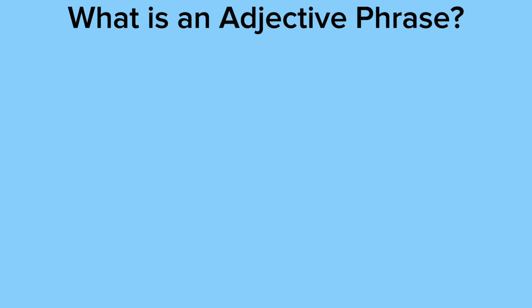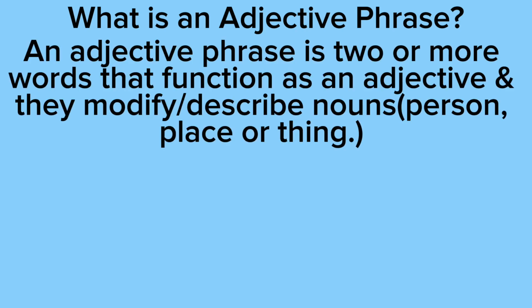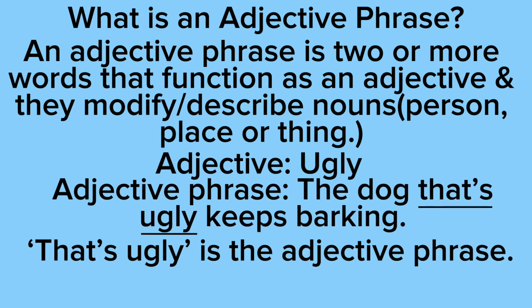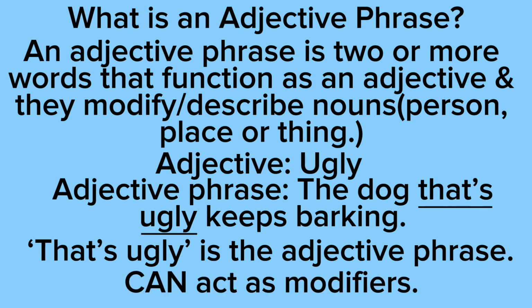What is an adjective phrase? An adjective phrase is two or more words that function as an adjective and they modify or describe nouns. A noun is a person, place, or thing. So the word ugly is an adjective, but if I said the dog that's ugly keeps barking, that would be an adjective phrase because that's ugly is two or more words. It's two words. And I'm giving you more information on how the dog looks.